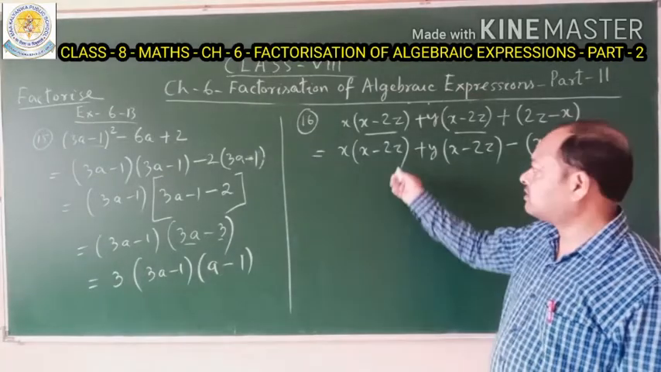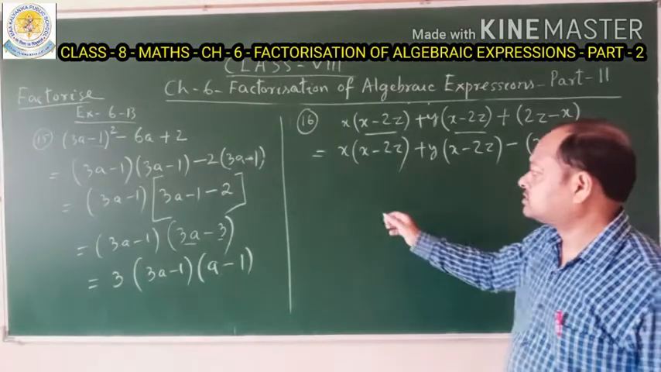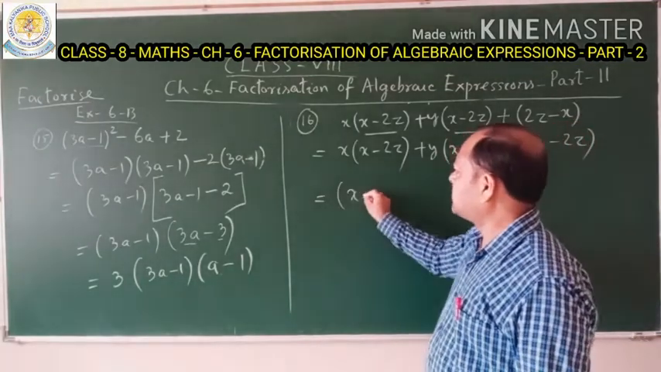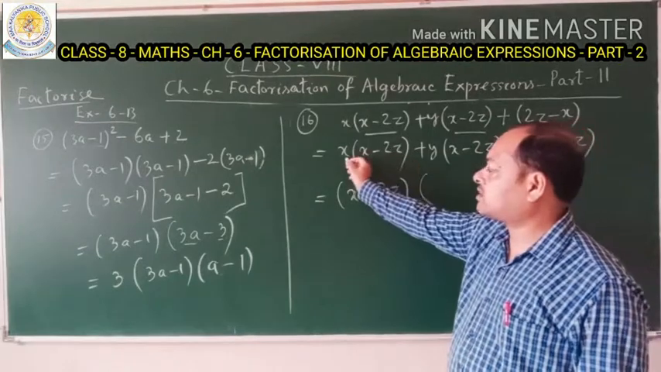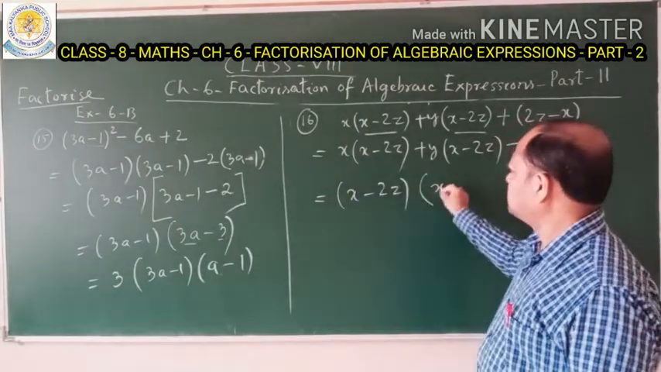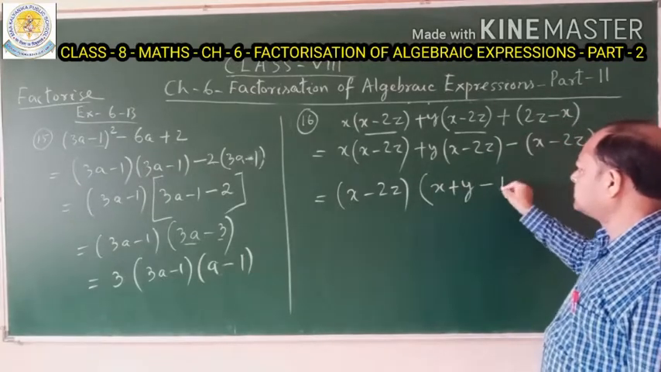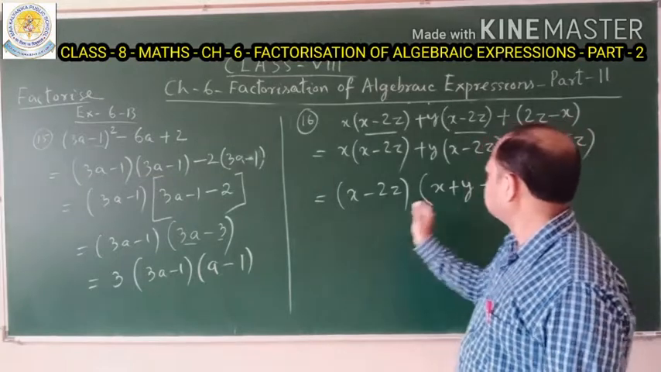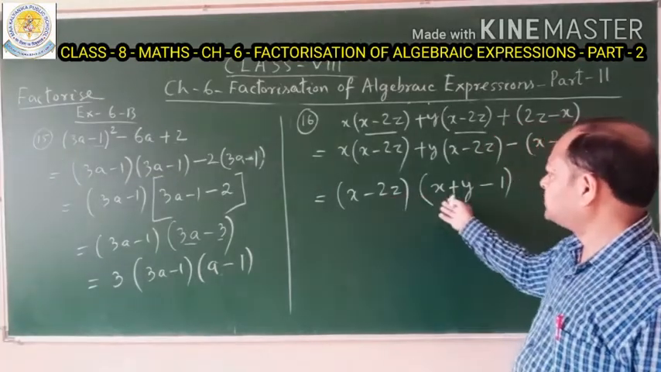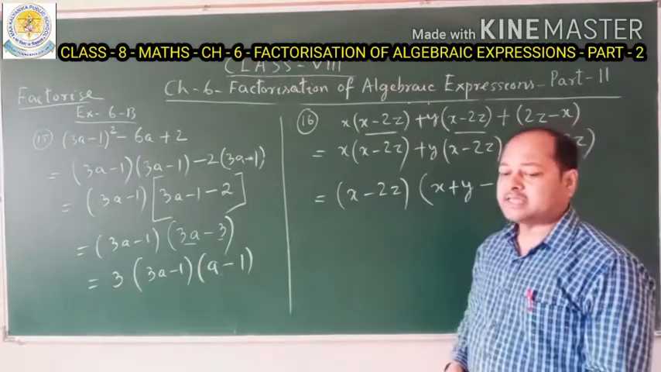So here we see that in all the three terms, x minus 2z is a common factor. So you can write like this: x minus 2z, that is common, and what is left here? x plus y, and minus nothing is there, that means 1 is left, so minus 1. Okay. So you can write like this. So x minus 2z into x plus y minus 1 is the solution of this algebraic expression.